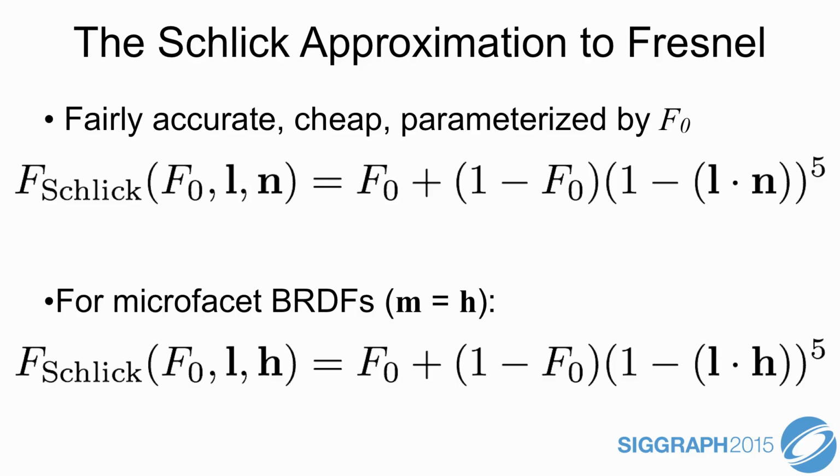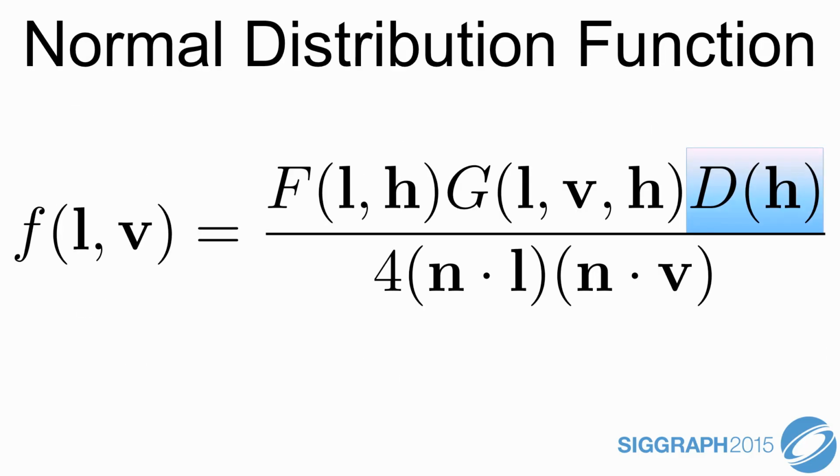It's quite cheap to calculate, and more importantly than all of those properties, it's parameterized by F0, because the original Fresnel math is parameterized by spectral indices of refraction, and spectral indices of refraction is not the kind of thing you want your artist worrying about. So F0 is a nice color, it's RGB, it's 0 to 1, it has very intuitive meaning, and it's a much better thing to parameterize by. And then depending on whether you're doing a mirror reflection or a microfacet BRDF, you just plug a different normal in, either N or H.